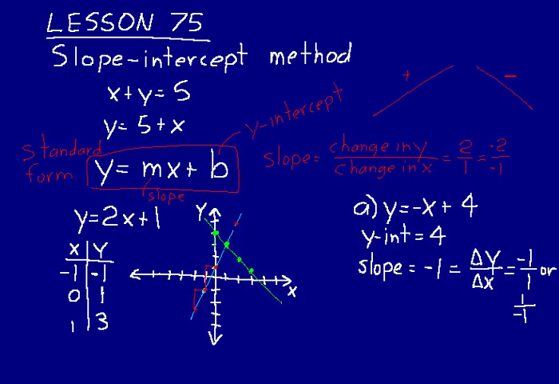Now if you get stuck using the slope-intercept method, just go back and make your xy table and graph it that way. But try to understand the slope-intercept method and apply that to what you know about the xy table method.